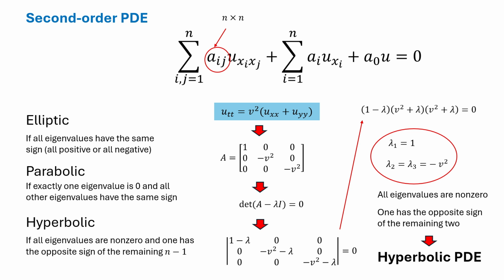This concludes our video. In the next video, we will use the explicit finite difference scheme to solve a one-dimensional heat equation example.